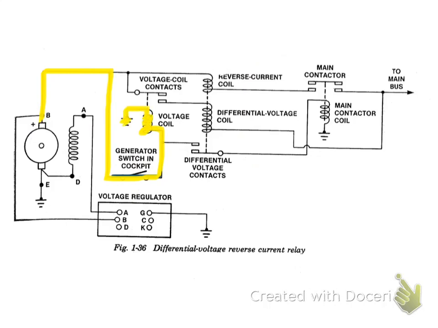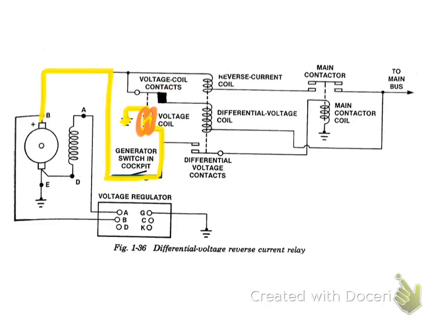What happens when we have current through a coil? Yep, magnetic field. It's going to pull the points closed. Very good. So this is now connected. Once it's connected, what's going to happen?